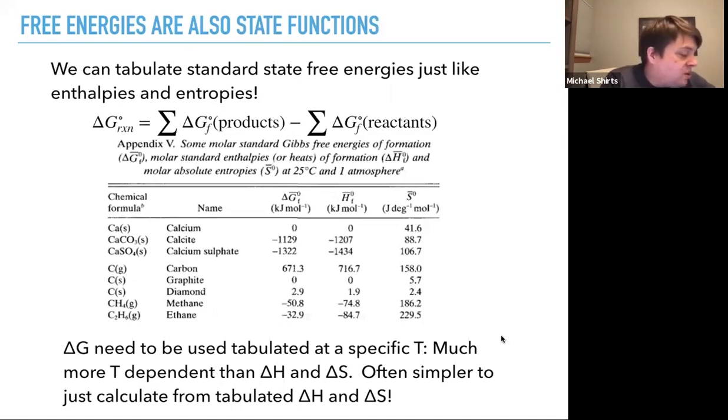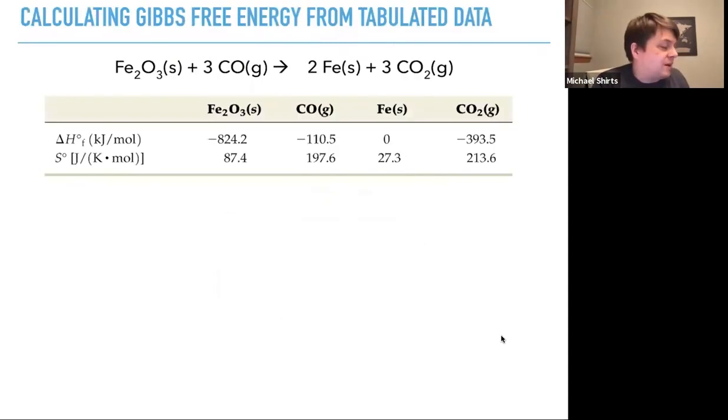An important thing to note here is that delta G needs to be used tabulated at a specific temperature, right? Because it's very temperature dependent. Unlike delta H and delta S, which are a little bit temperature dependent, but not that much. So it's often simpler to just calculate from tabulated delta H and delta S's. And that's what's generally done. Generally, you don't tabulate delta G's that much. You tabulate delta H's and delta S's, which are a little bit temperature dependent, but not very much. So it's usually a good approximation.